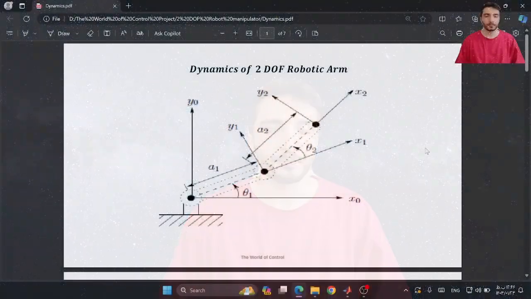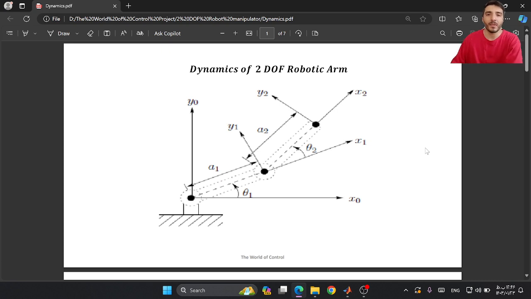I'm Mohammed, and in this video I want to model a planar 2 DOF robotic arm, and I want to show you how to model such systems and simulate them in Simulink of MATLAB.